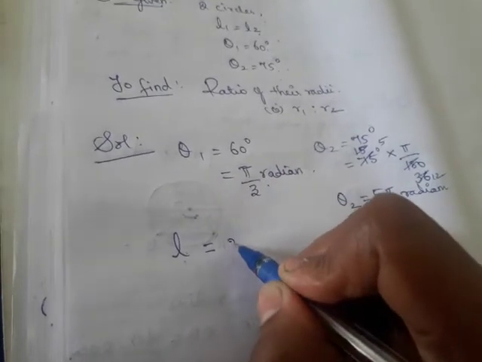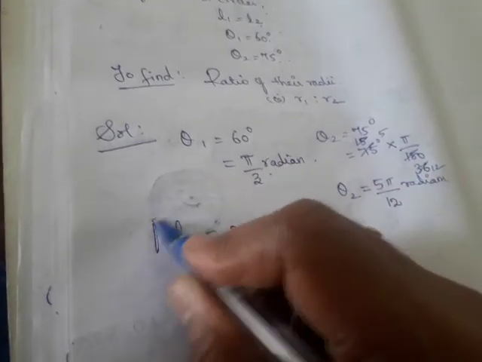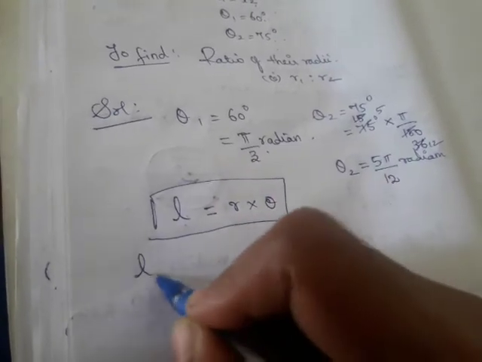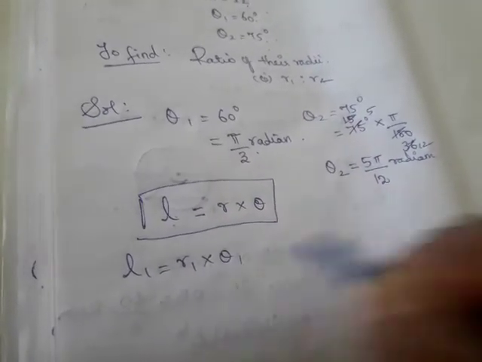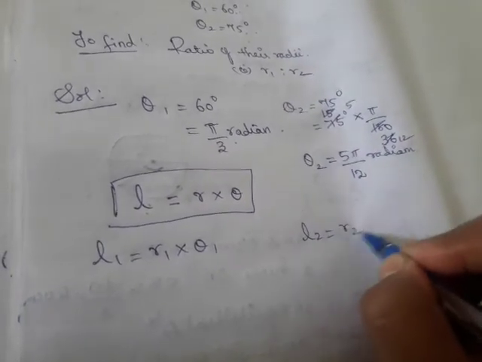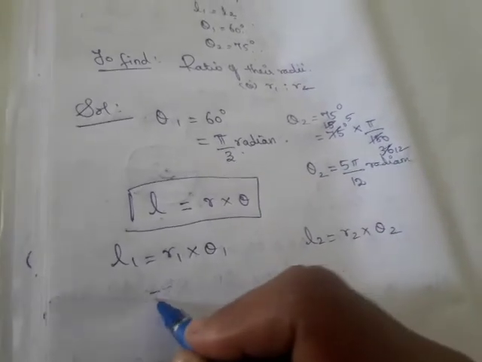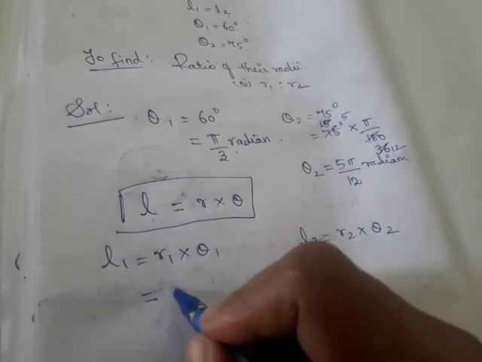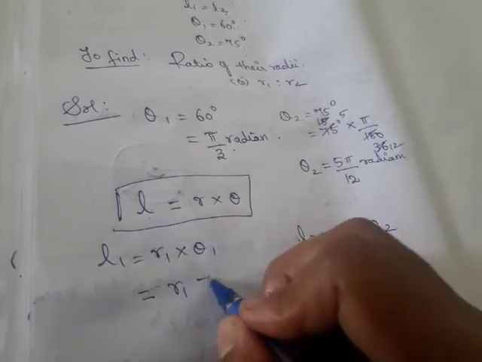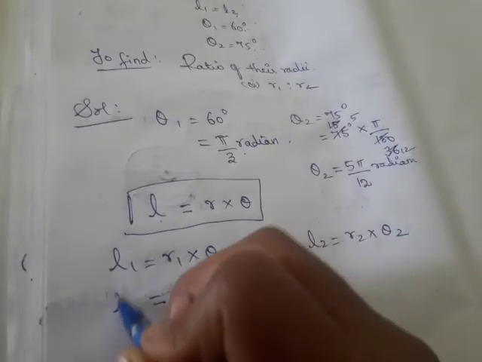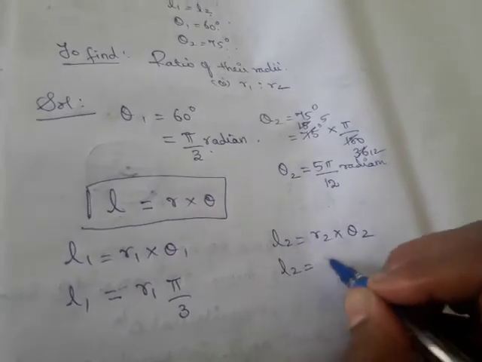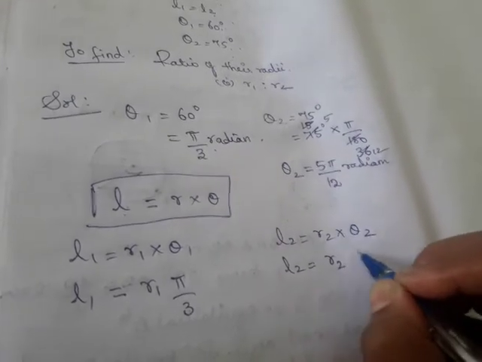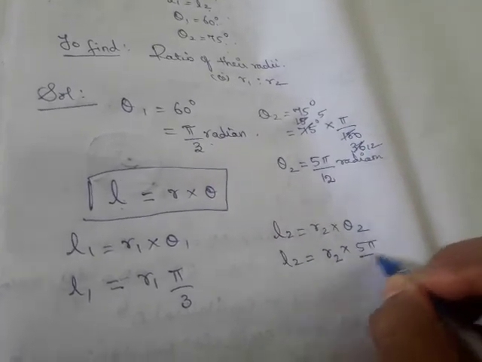L is nothing but R into theta, right? Therefore L1 will be R1 into theta 1 and L2 will be R2 into theta 2. What is your R1? R1 we don't know. Theta 1 is pi by 3. This is L1. And L2 will be, what is your R2? We don't know. Theta 2 is 5 pi by 12.